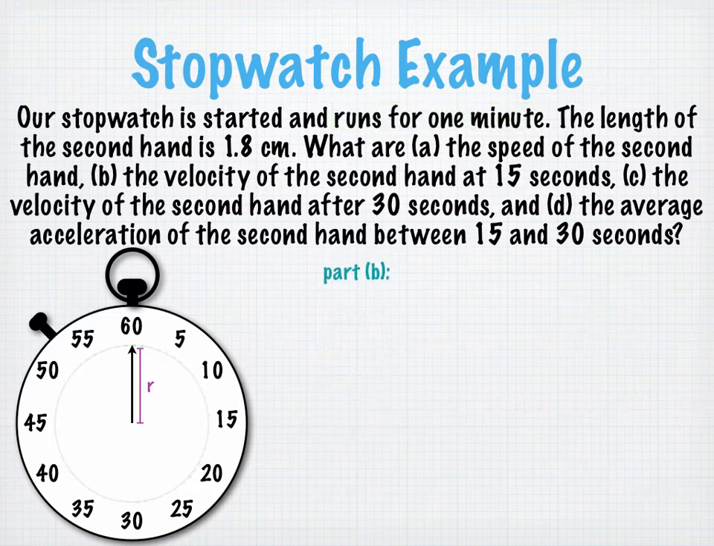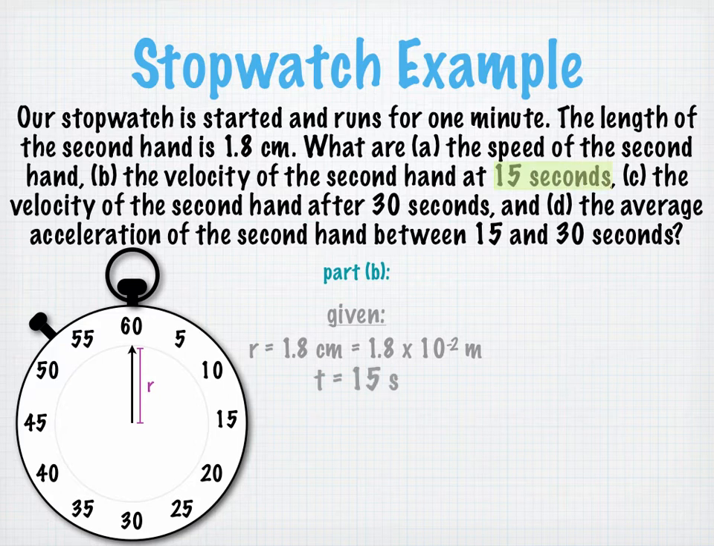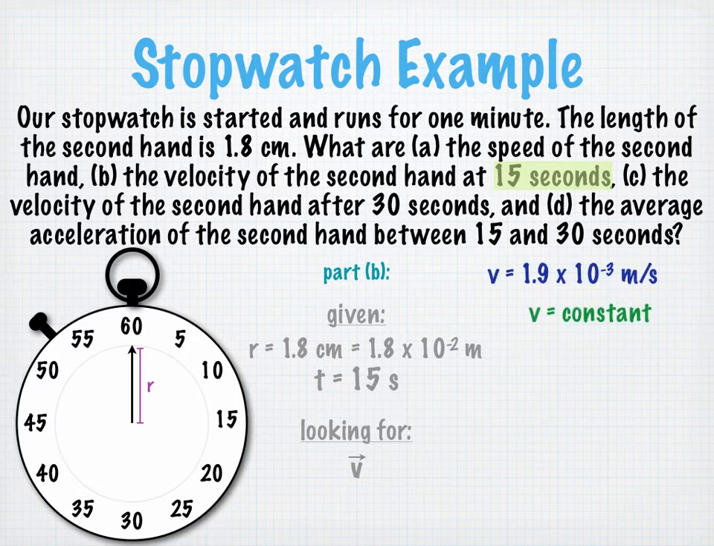For part B, we're given the same length of the second hand, but our time we're looking at is t equals 15 seconds. This time we're looking for the velocity, which includes both magnitude and direction. The magnitude of the velocity is the speed. We already found the speed in part A, and speed is constant since this is uniform circular motion. So it's the direction of the velocity at 15 seconds that we still need to find.